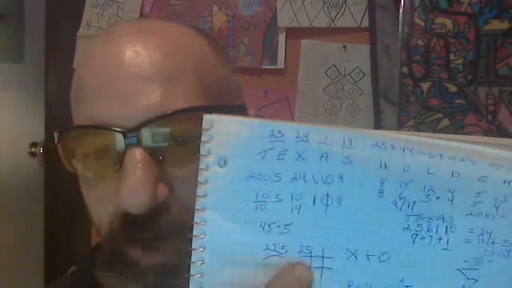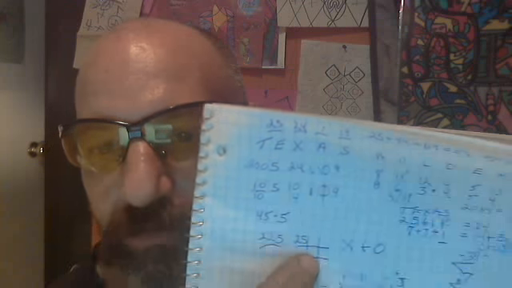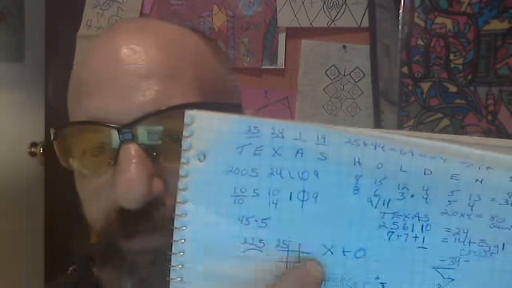9 times 6 is 54. 9 times 4 is 36. 45, 54, 36, 45, 54. Average them out.